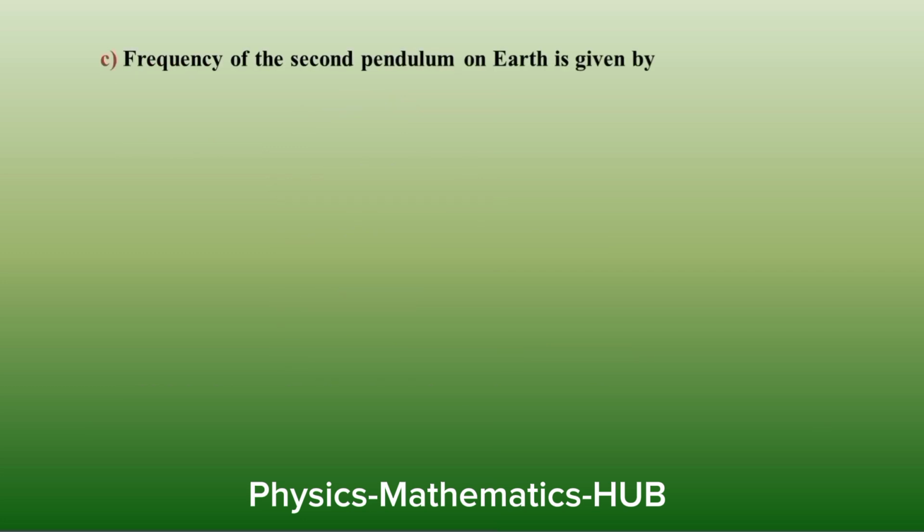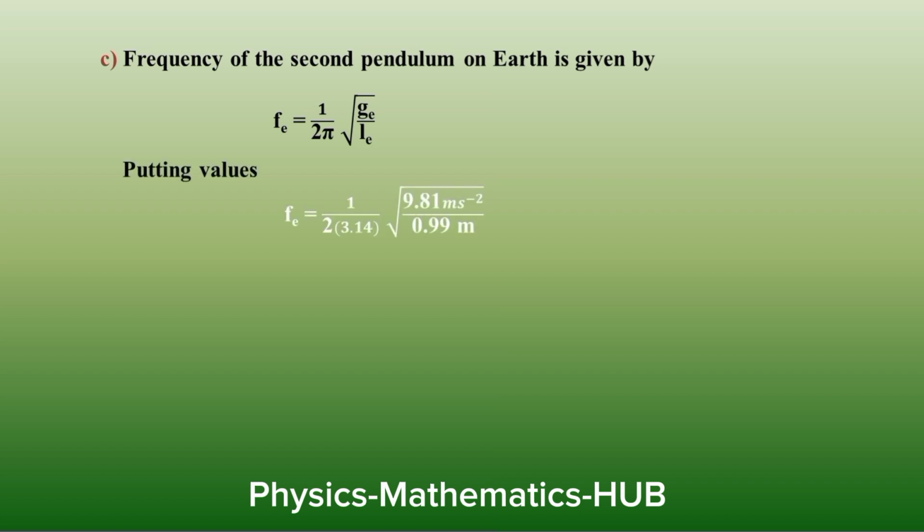Now we have to find the frequency of the pendulum on earth. The formula is Fe is equal to 1 over 2 pi square root of Ge divided by Le, where Fe is the frequency of the pendulum on earth, Ge is the gravitational acceleration on earth, Le is the length of the pendulum on earth. Putting values, we get Fe is equal to 1 over 2 into 3.14 square root of 9.81 meter per second square divided by 0.99 meter.